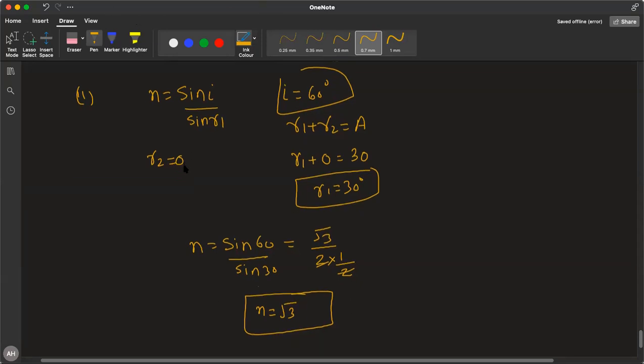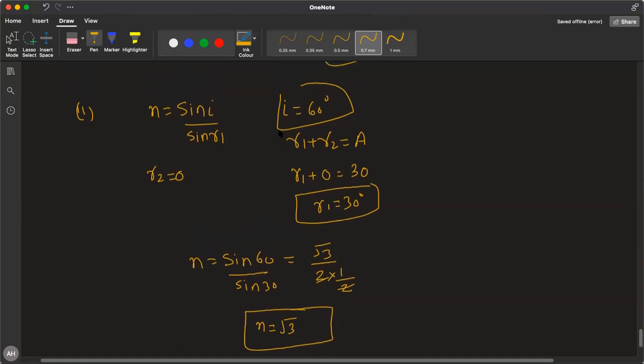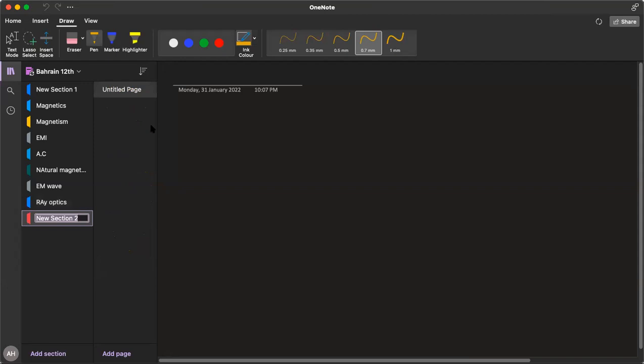Okay. So that was about prism. Have you done dispersion in your school? No, I don't think so. Dispersion, only deviation through a prism was in syllabus, not dispersion. Okay, so this is over. The next is wave optics. Ray optics is over. The next section is wave optics.